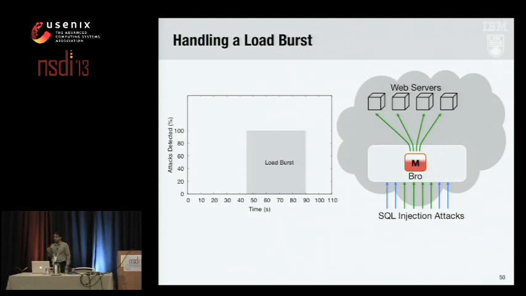We have a load burst scenario where before the load burst, there's one replica, which is one instance of Bro, which is more than enough to handle the load. And then when the load burst happens, that one instance is not enough, and we'll see how we can scale that. And then after the load burst, once again, that one instance is more than enough to handle the load.